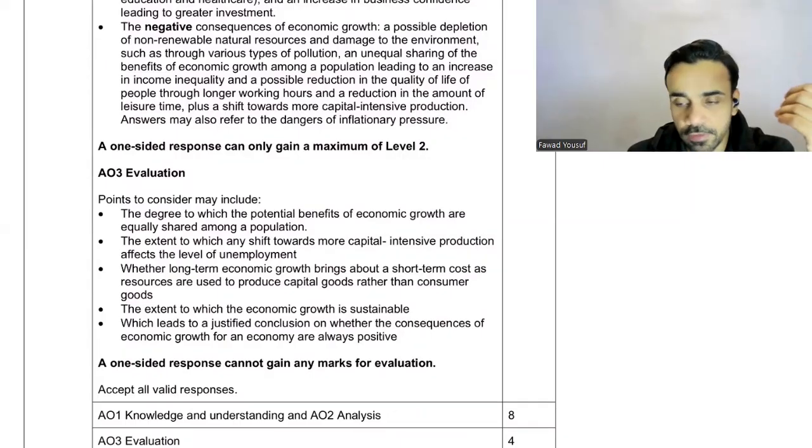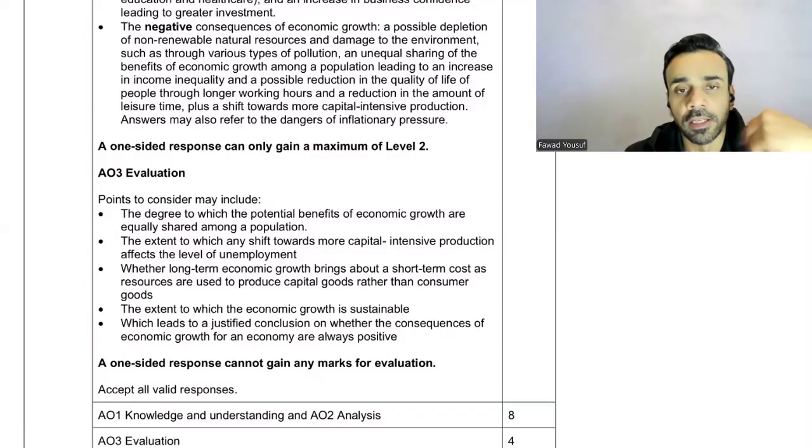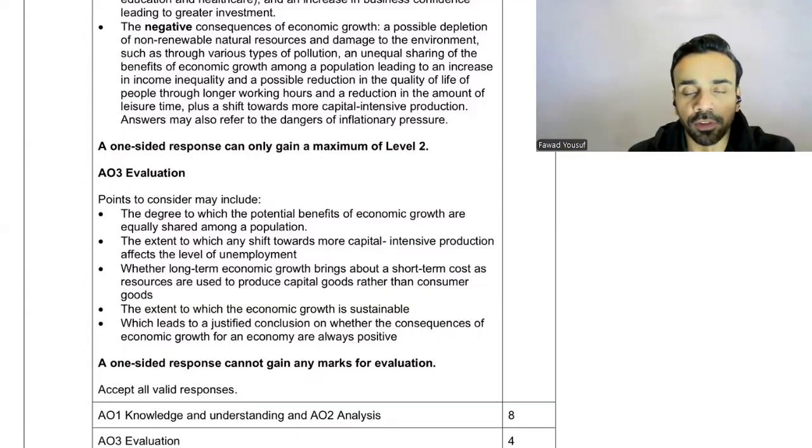They write a lot of advantages or the benefits. Then this is what they do. In evaluation, you know, economic growth may be beneficial, however, फिर उसके कुछ काउंटर आर्ग्यूमेंट्स कर देते हैं.